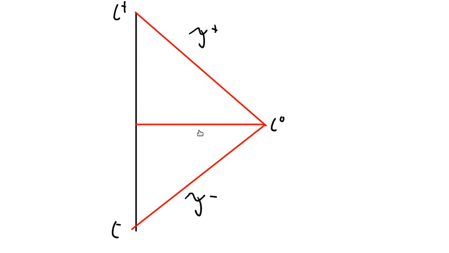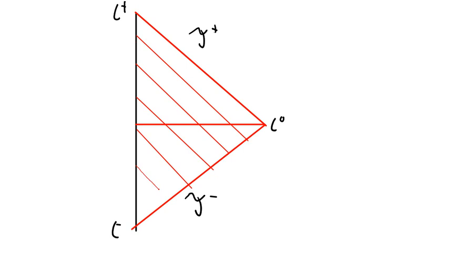That's an important idea. Another important idea of this picture is that light rays are lines with a slope of 45 degrees. So I can just draw a congruence of light rays. Maybe I can do it a bit clearer, just with a thinner pen. So these are light rays which have a slope of 45 degrees. Let me just do the picture a bit better. Okay.